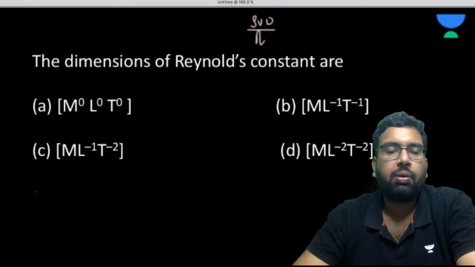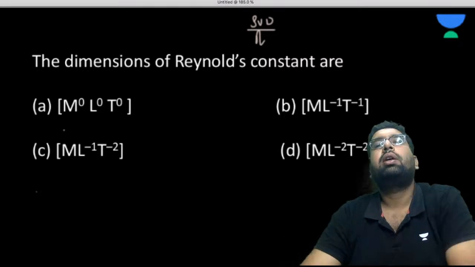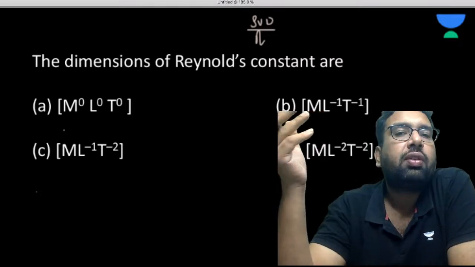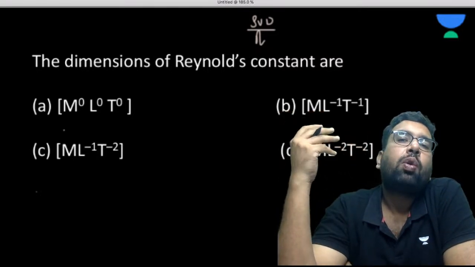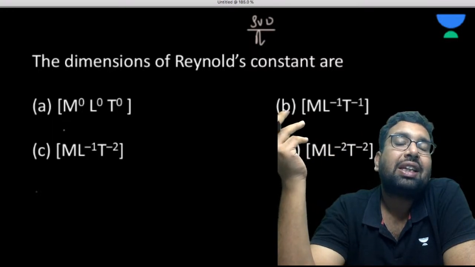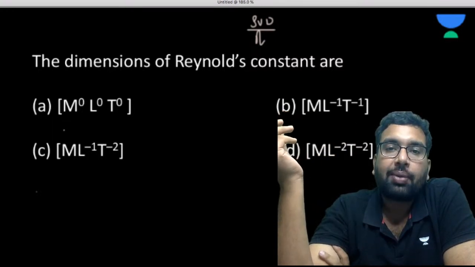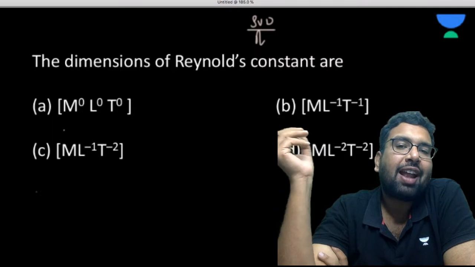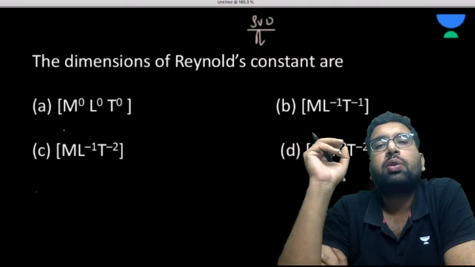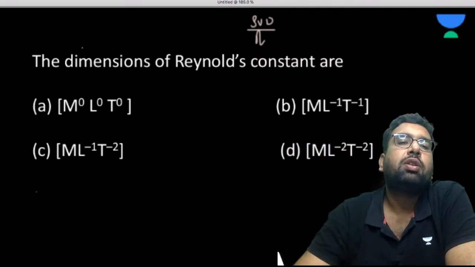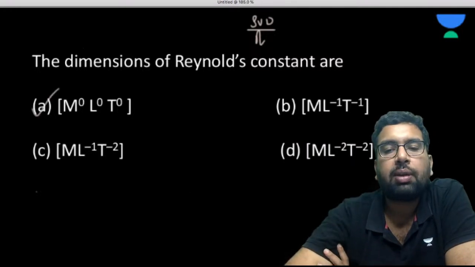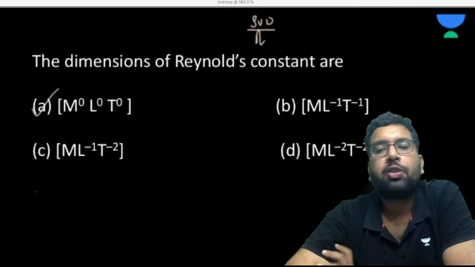So the Reynolds number is used in the fluid part of physics where there are types of flow like laminar and turbulent. So we see whether the flow is laminar or turbulent. There we take help of the Reynolds constant. So the Reynolds constant has no dimension. When it has no dimension, obviously it is going to become M0 L0 T0.